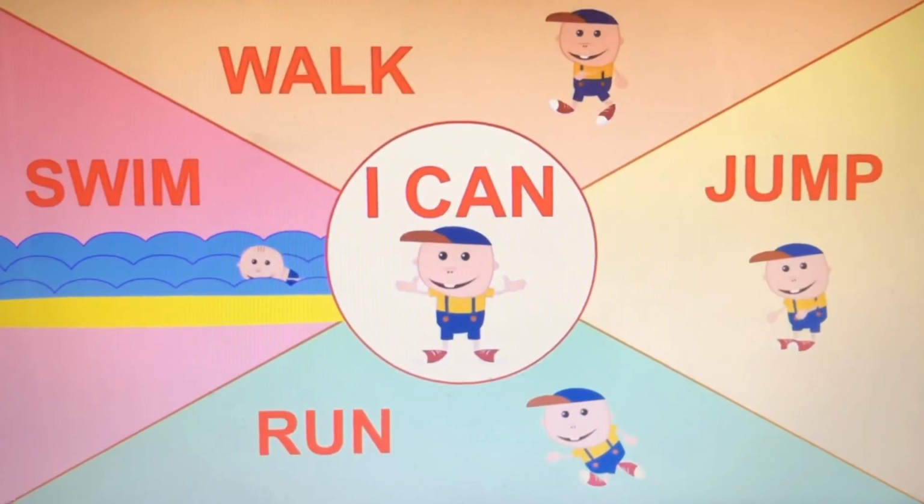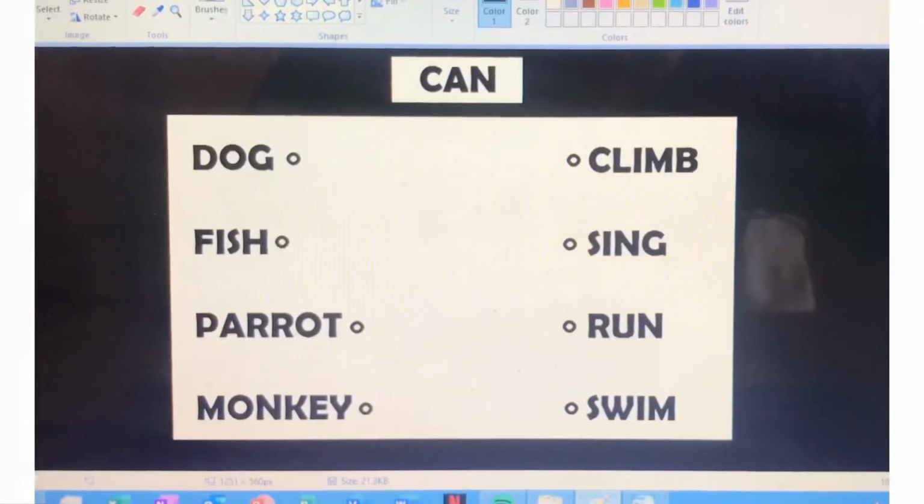Follow me. Here, we will match the abilities of each animal, and we will match them to the things they can do. Starting with the dog, the fish, the parrot, and the monkey. And the abilities are climb, sing, run, and swim. Okay, guys, so let's start matching them up.